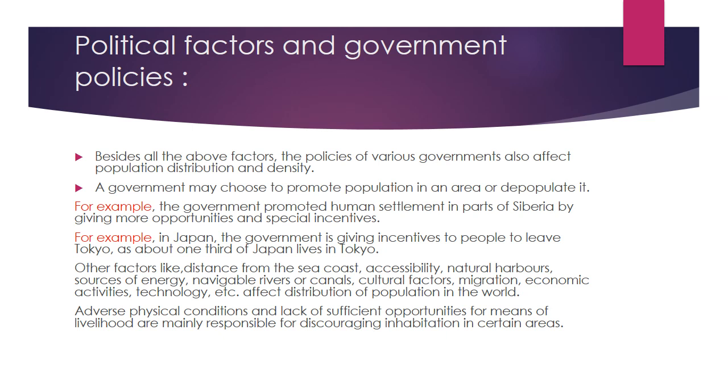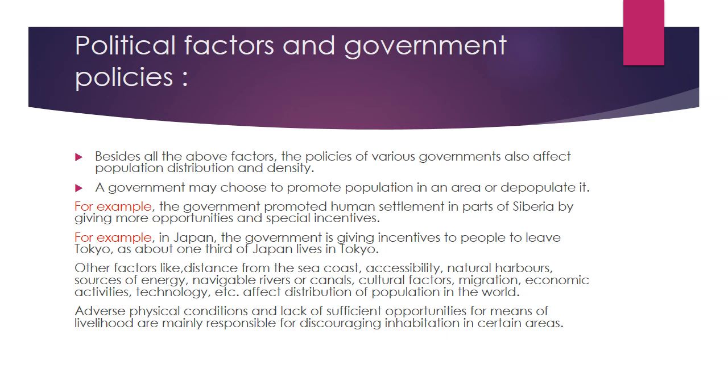And the second example is how they have depopulated a place. The example is Japan, where the government is giving incentives to people to leave Tokyo, as about one third of Japan lives in Tokyo. As you know, Tokyo lies in Japan, so a large amount of population is seen in Tokyo. So the Japanese government is offering people incentives to leave Tokyo and stay somewhere else, because a large amount of the Japanese population is found in Tokyo. Okay, so these are the two examples.